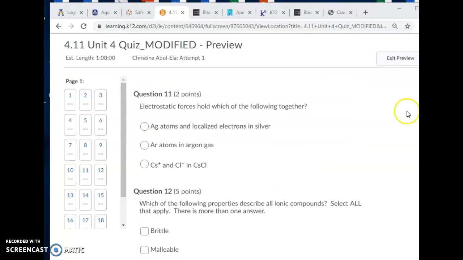Question 11. Electrostatic forces hold which of the following together? Silver atoms and localized electrons in silver, argon atoms in argon gas, cesium and chlorine ions in cesium chloride.